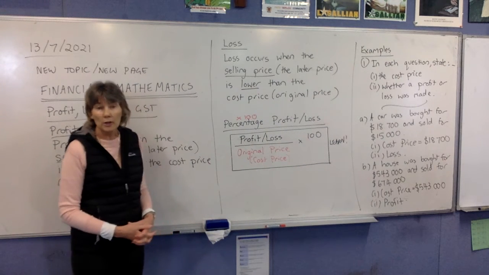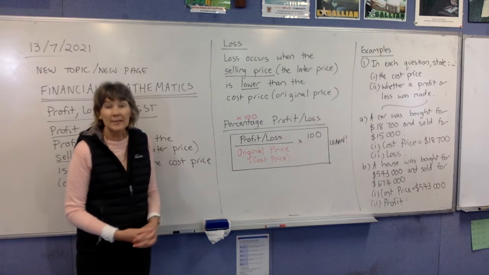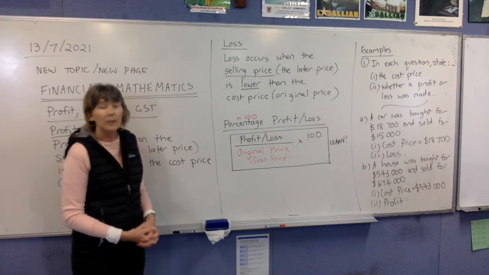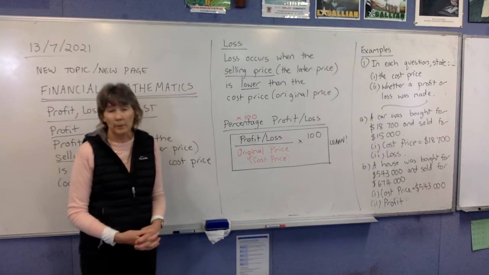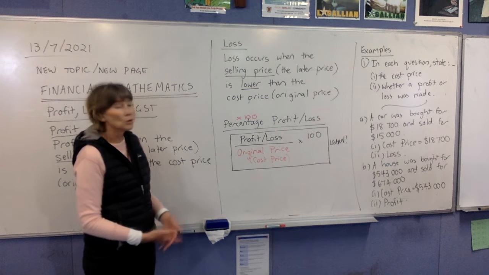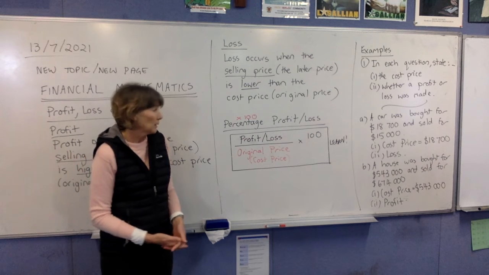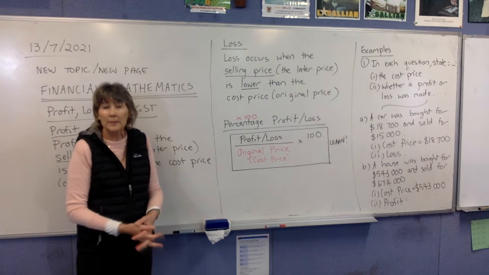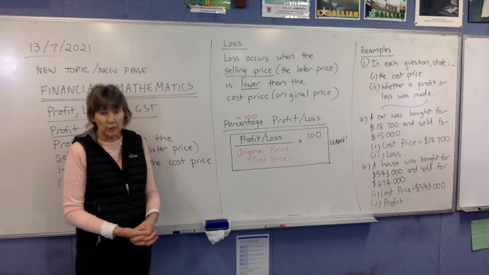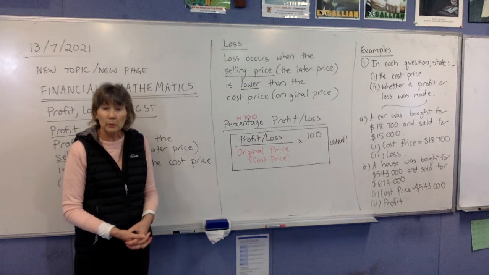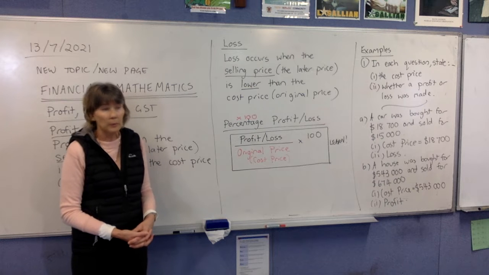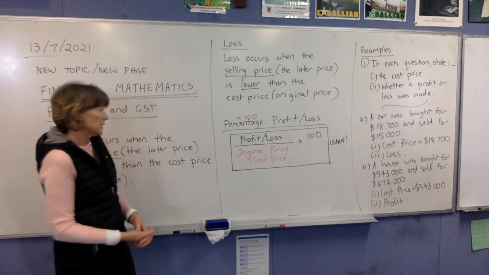Alright, we're looking at a loss now. A loss occurs when the selling price or the last price is lower than the original price or the cost price. Okay, that's when you lose money and you suffer a loss. We're looking also at percentage profit or percentage loss, depending on the question. This becomes really important when looking at values on shares and values on properties and things like that. So any investments, really important that we're looking at these things.